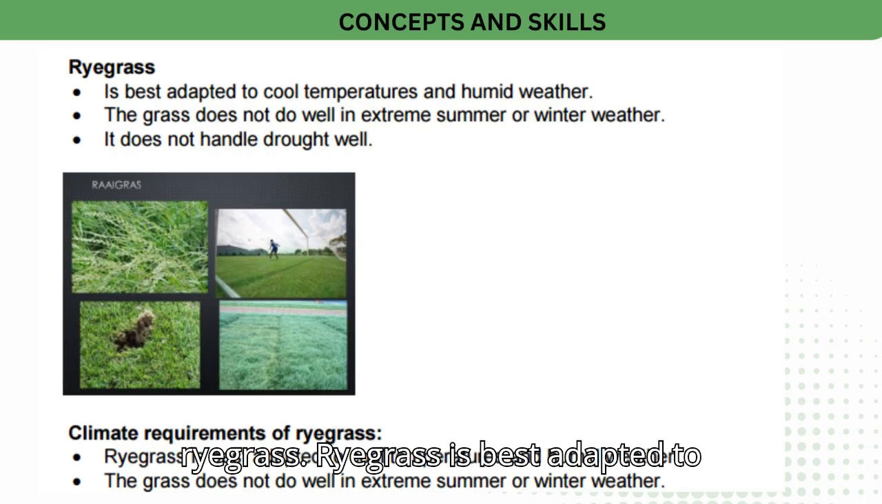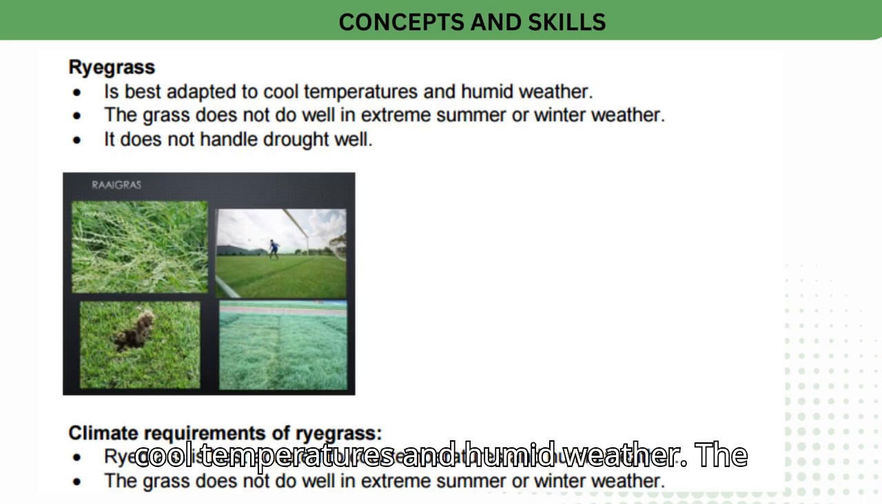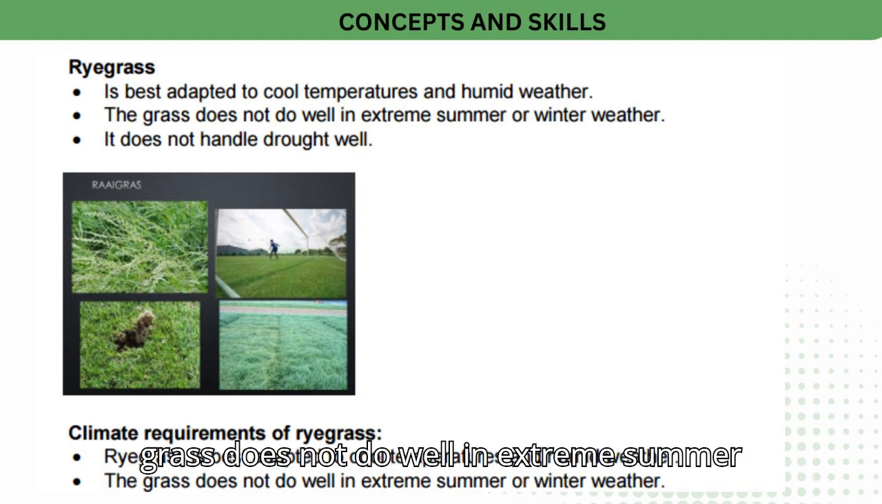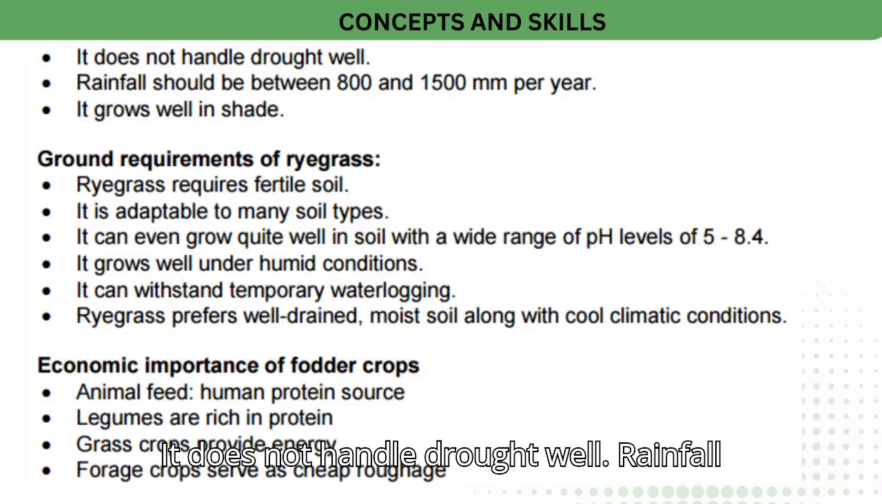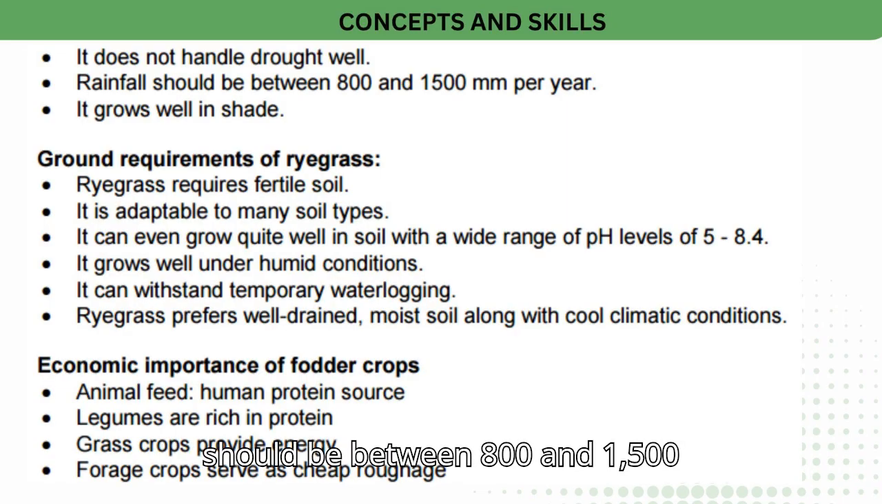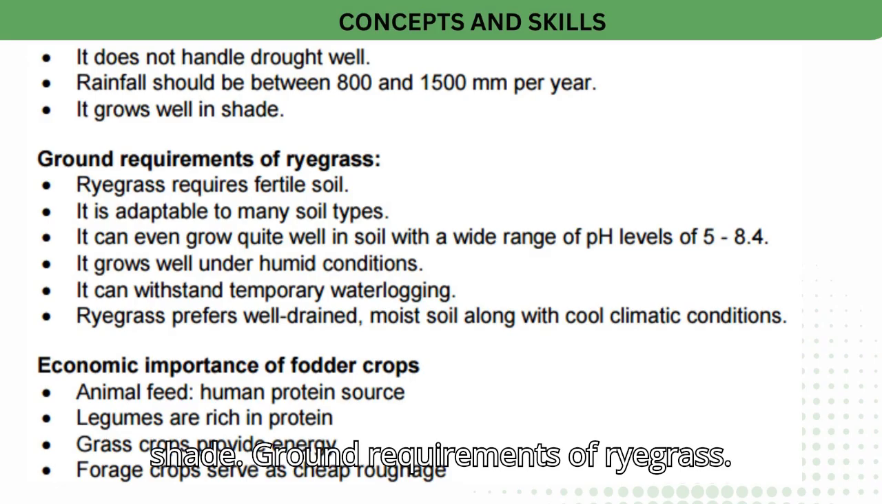Ryegrass is best adapted to cool temperatures and humid weather. The grass does not do well in extreme summer or winter weather. It does not handle drought well. Rainfall should be between 800 and 1,500 millimeters per year. It grows well in shade.